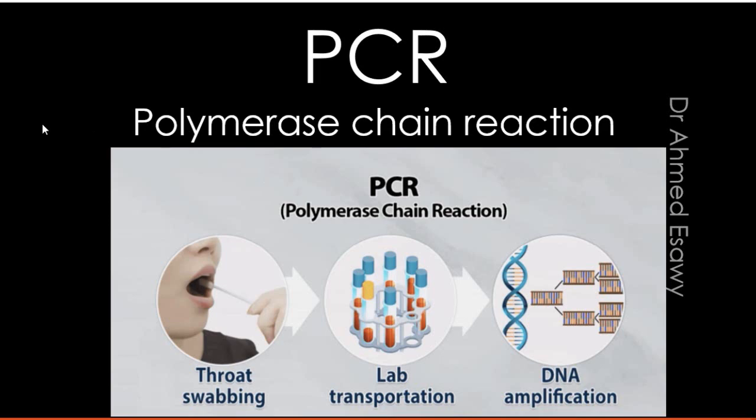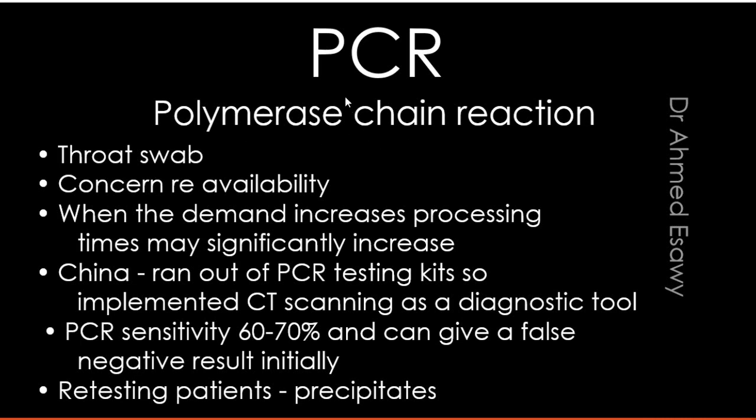PCR, polymerase chain reaction, is a laboratory investigation done using throat swabbing, transfer to the lab, and DNA amplification. With PCR throat swab there is a concern about availability. When demand increases, processing time significantly increases. China ran out of PCR testing kits, so they implemented CT scanning as a diagnostic tool. PCR sensitivity is 60 to 70% and can give false negative results initially. Retesting of patients is needed.